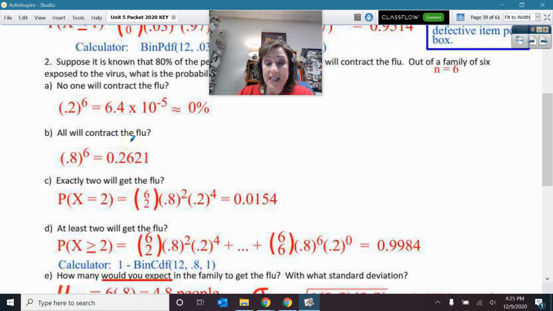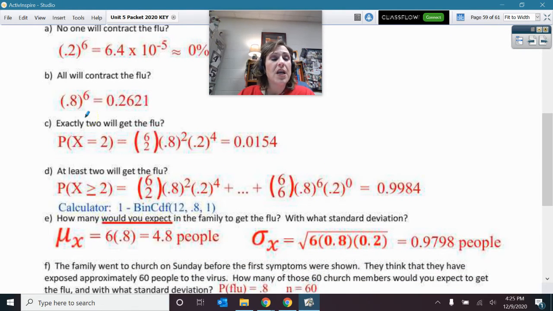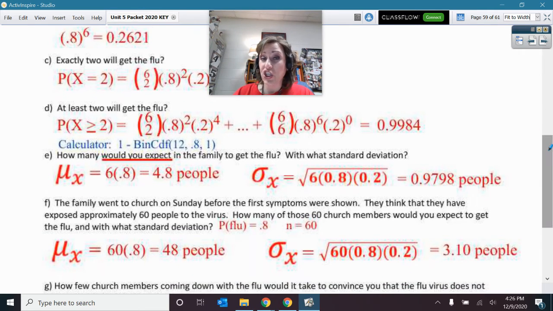Now, for all of them to, that's all 6 of them are 0.8. So 0.8 to the 6th power is your 26.21% chance that all of them are going to get it. Yikesies. Now, exactly 2. So again, this is out of a set number of 6 items. So that's 6 choose 2, exactly 2. So that's binomial PDF. I didn't write that calculator part down here, but I did binomial PDF of 6, 0.8, 2.